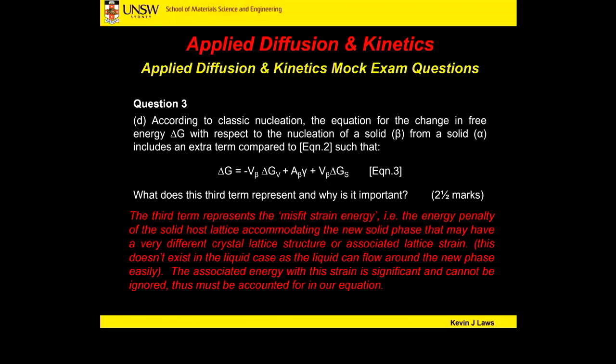Nucleating a solid from a solid, we have this extra energy associated, because essentially that parent phase, that alpha phase, is not flexible like a liquid. It's stiff, it's solid, it's creating further resistance for nucleation. So it's essentially the energy penalty of the solid host lattice accommodating the new solid phase.